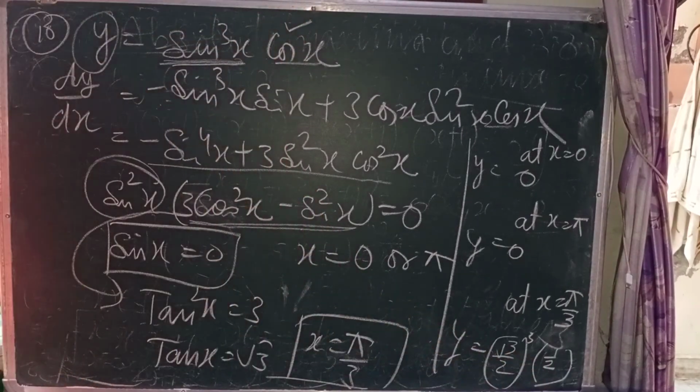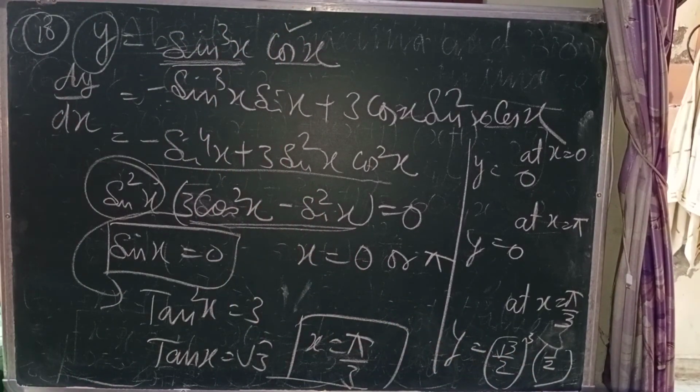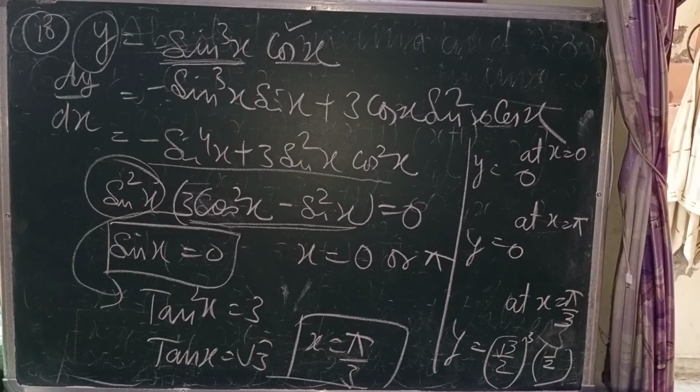So here we will get 3 under root 3 upon 16. That will be the maximum value. They are asking to show that it will attain its absolute maximum value at pi upon 3. This is what we have shown.